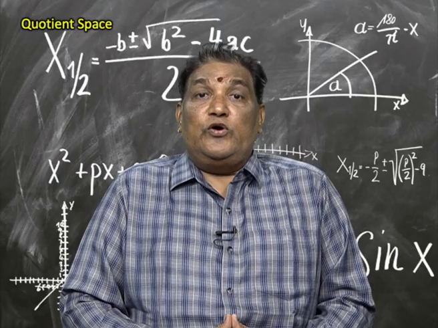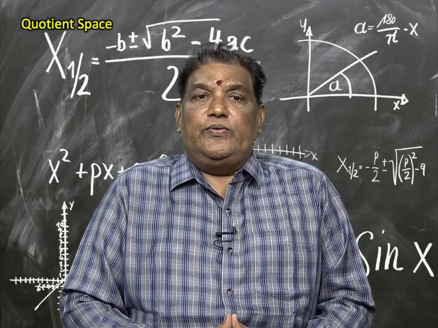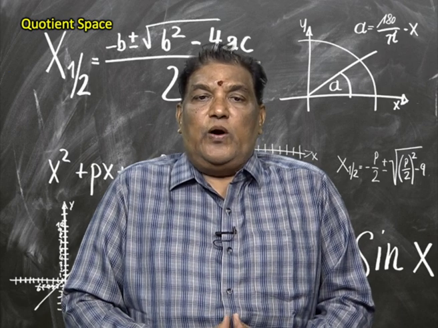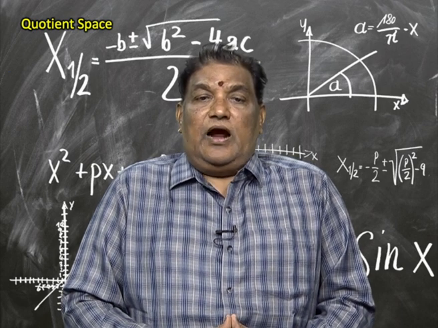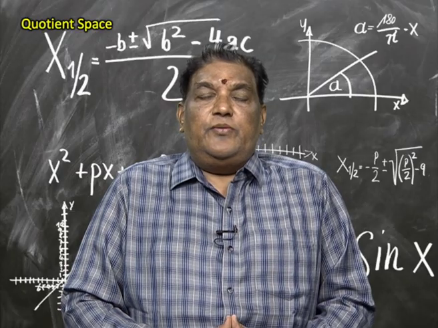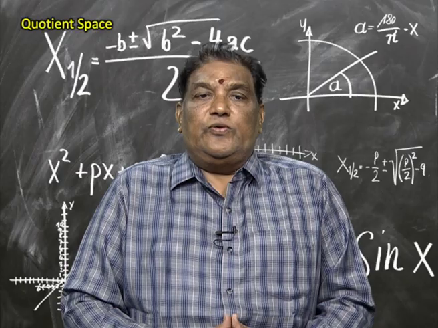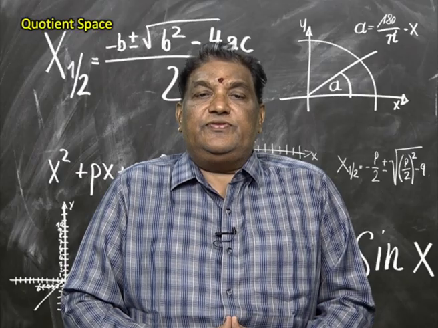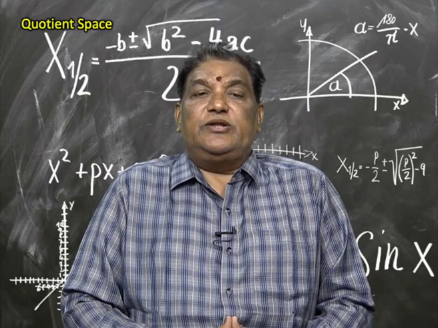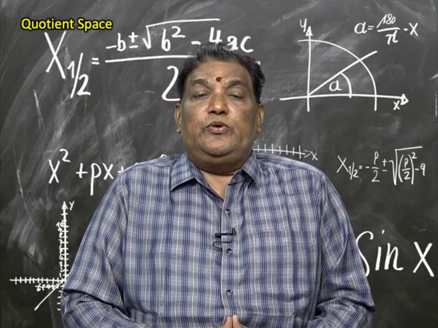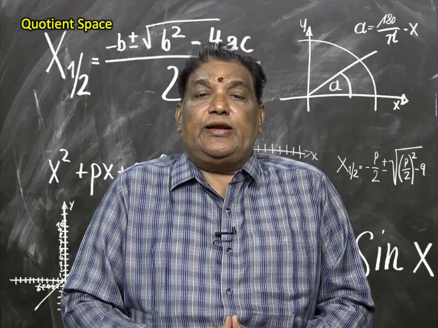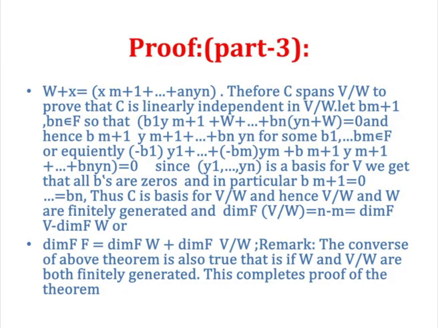V/W is a quotient space, and hence V/W and W are finitely generated, and dimension of V/W equal to n minus m, that equals dimension of V minus dimension of W, or dimension of V equal to dimension of W plus dimension of V/W. Remark: the converse of the above theorem is also true, that is, if W and V/W are both finitely generated. This completes the proof of the theorem.